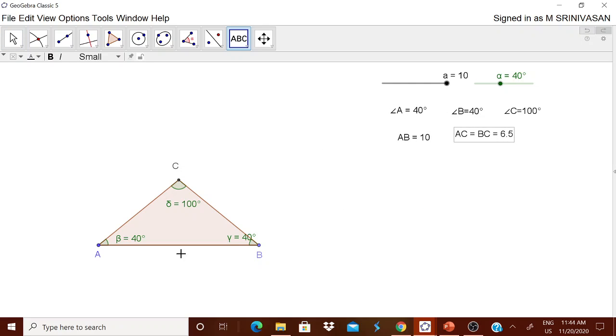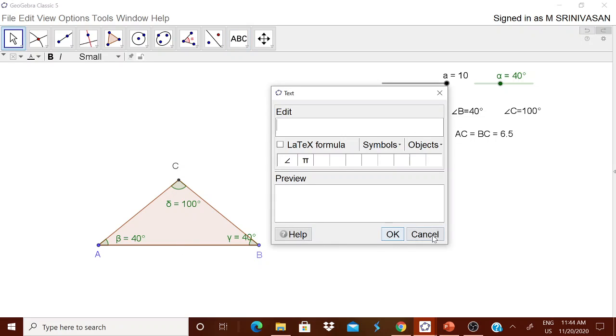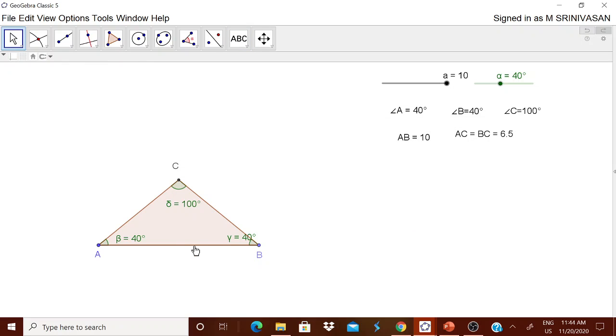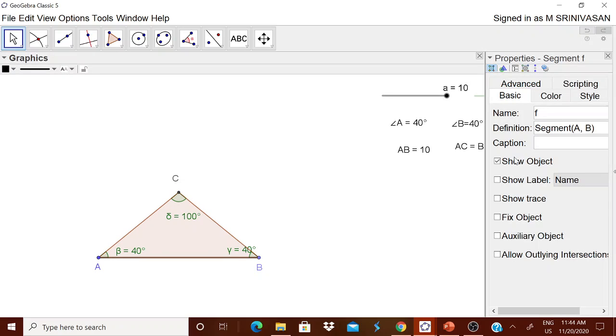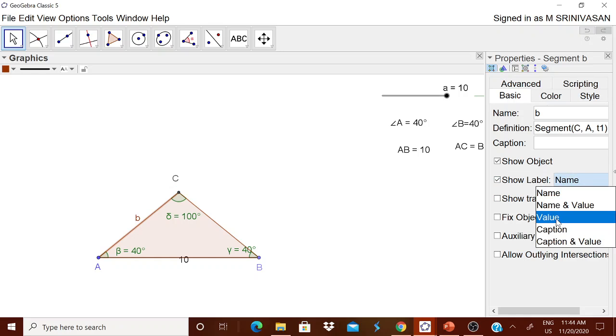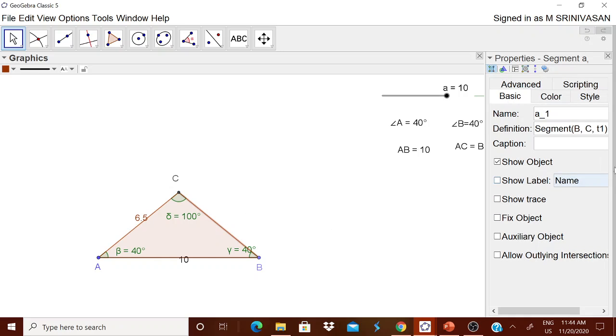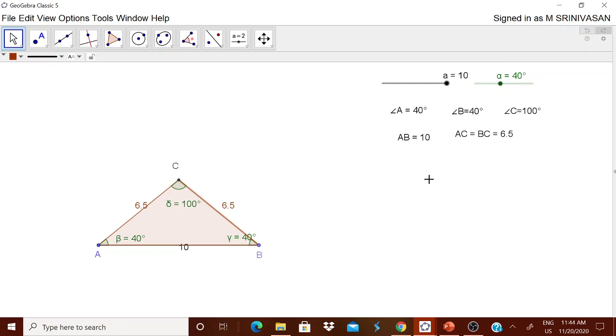Suppose you want to show it in the diagram; I think all of you know how to show it. You go to it, right click, go to the object properties, and it will open. Then show the label and then the value. Again click it, show the label and then the value. Good. Okay, now you have the base and the two sides equal, therefore an isosceles triangle.